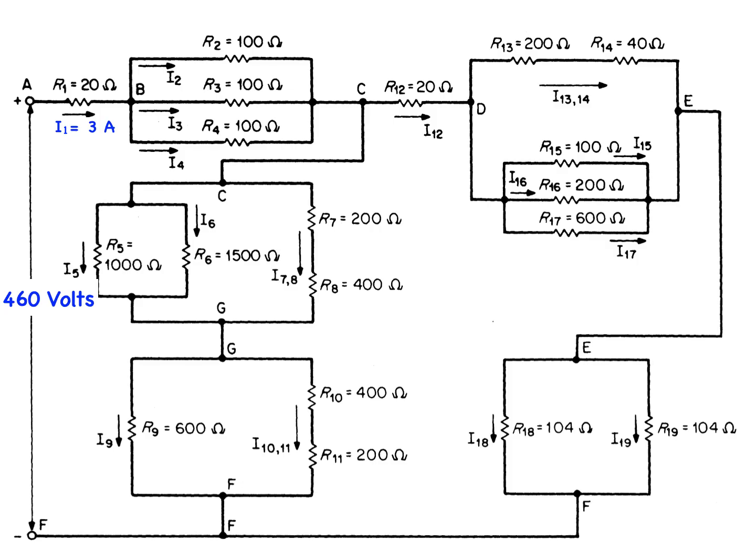In the last video, we were able to determine the current flow through the total load from the power supply. So this is where we now start. One known current, I1, which is equal to 3 amps, and the known power supply voltage, which is 460 volts. Using Ohm's law, the voltage drop across R1 is equal to I times R, or 3 times 20 for 60 volts.